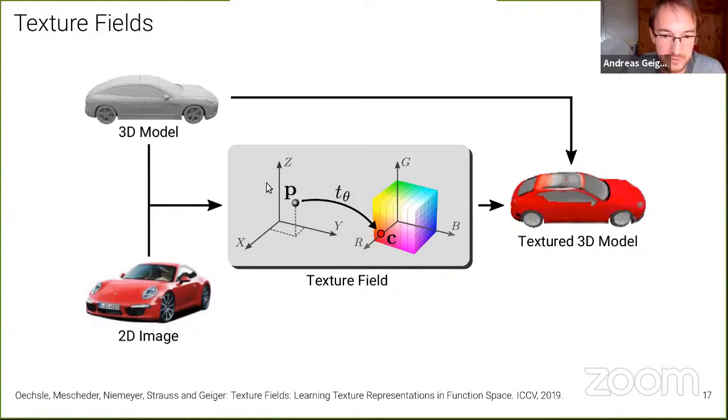And then we have this texture field here, T, with parameters theta, that predicts for each point in 3D space a color value. And we train this network such that it predicts for each of the surface points a color value such that it projects well into an image, into a rendering of this 3D model. Okay. So we have also supervision for this. We assume that we have textured 3D models available that we can render into images, and we can minimize the reconstruction loss for this.